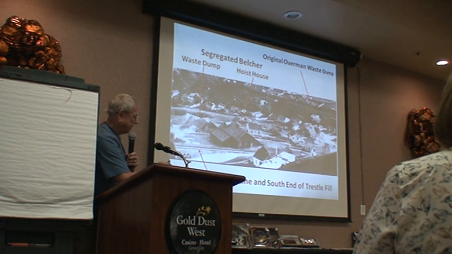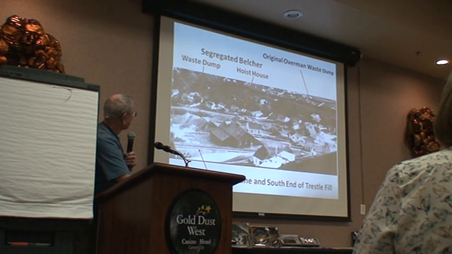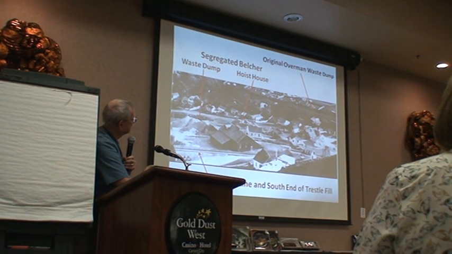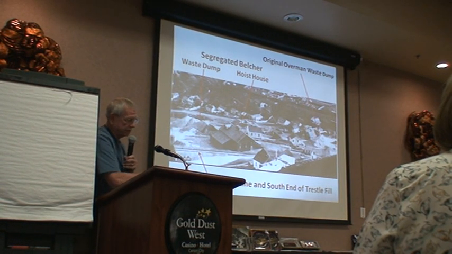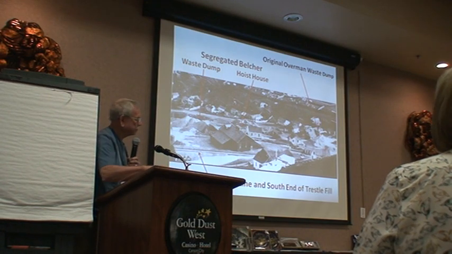Here is the segregated Belcher hoist works. It was still producing at this period of time. Here's their waste dump. The original Overman was over here, and its waste dump was here. And in getting the low line through here, the lower Gold Hill branch, they actually had to tunnel through the waste dumps.